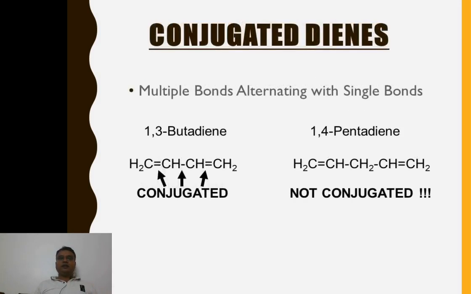Then conjugated dienes. Conjugated dienes are those dienes in which the double bonds are separated by a single bond. For example, 1,3-butadiene. But in the case of 1,4-pentadiene, the two double bonds are not separated by a single bond, while these are separated by two single bonds. So it is not an example of conjugated dienes, while 1,3-butadiene is an example of conjugated dienes.